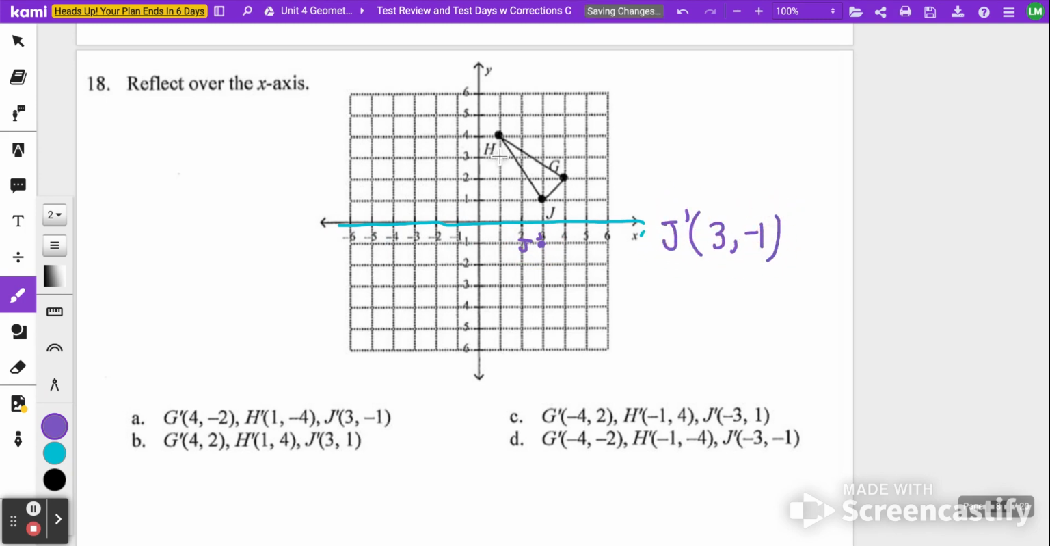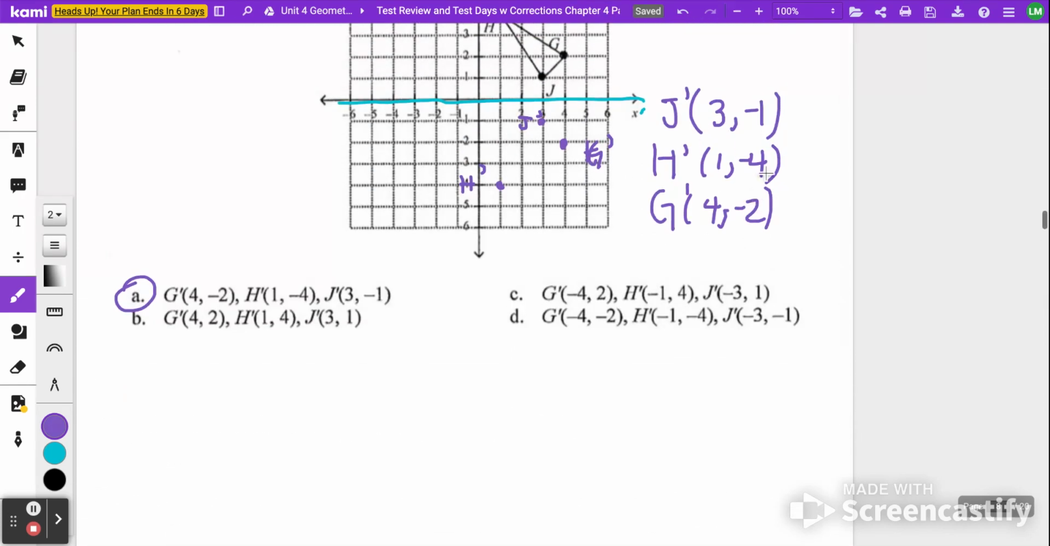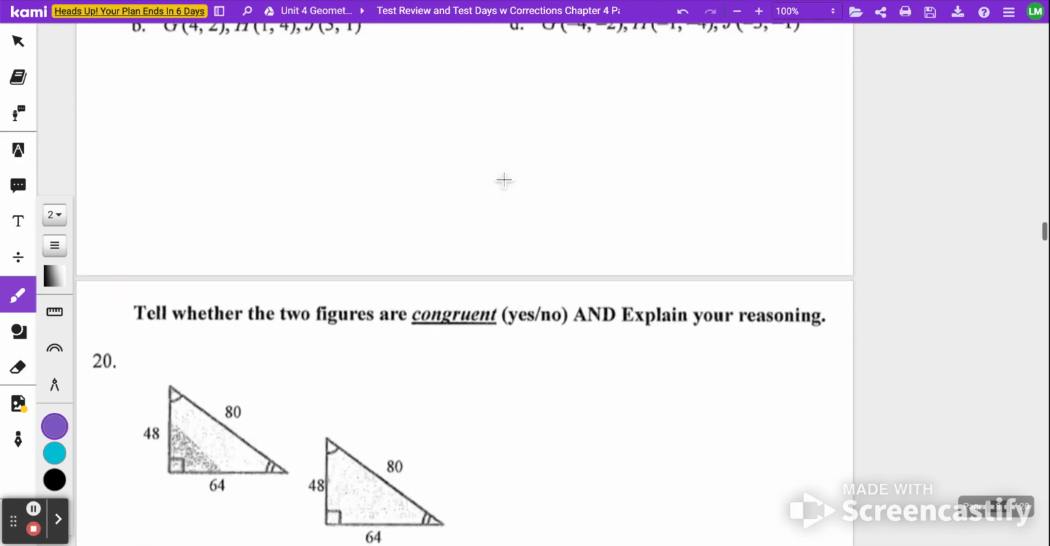H prime would be 1, 2, 3, 4 steps away, so 1, 2, 3, 4 steps away on the other side. This is at 1, negative 4. And G prime is 1, 2 steps away, so 1, 2 steps away on the other side. G prime is at 4, negative 2. 4, negative 2, 1, negative 4, and 3, negative 1 are letter A. If you want to, you can also connect your points, but it should still show that reflection over the x-axis.